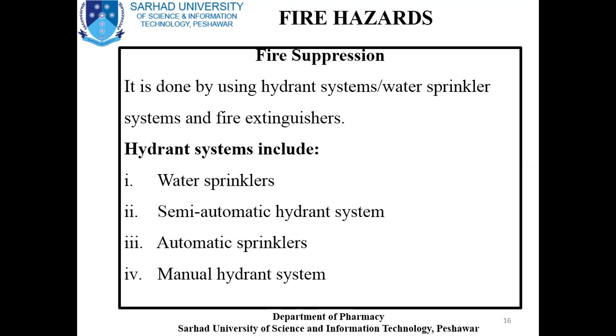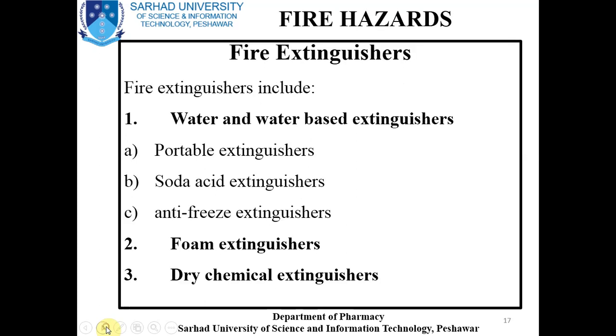Fire suppression is done by using a hydrant system or water sprinkler system and fire extinguisher. The hydrant systems include water sprinklers, semi-automatic hydrant system, the third one, the automatic sprinkler, and the fourth, the manual hydrant system. These are used for fire suppression. The fire is suppressed using either the hydrant system, water sprinkler system, or fire extinguisher.